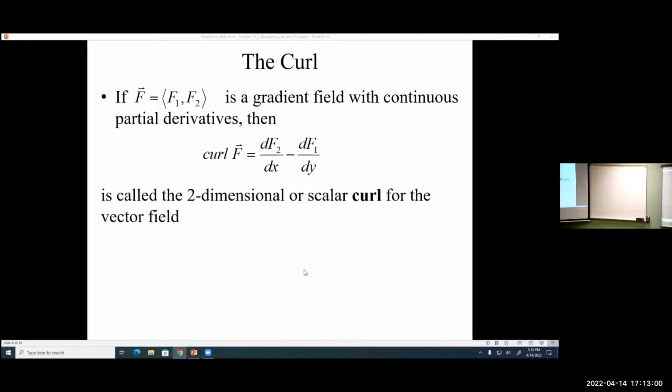Then we can calculate the curl: df2/dx. So this is the one where I said it's opposite, right? df2/dx minus df1/dy. That's our 2D curl.